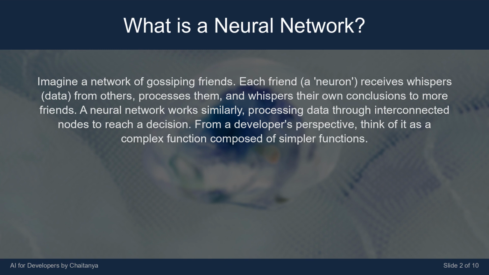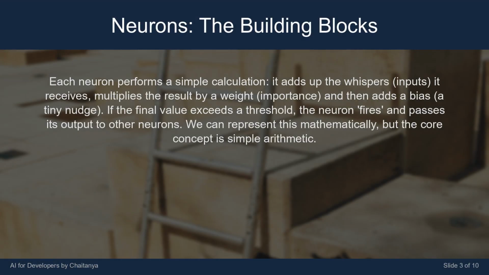From a developer's perspective, think of it as a complex function composed of simpler functions. Each neuron performs a simple calculation. It adds up the whispers, inputs it receives, multiplies the result by a weight, importance, and then adds a bias, a tiny nudge. If the final value exceeds a threshold, the neuron fires and passes its output to other neurons. We can represent this mathematically, but the core concept is simple arithmetic.